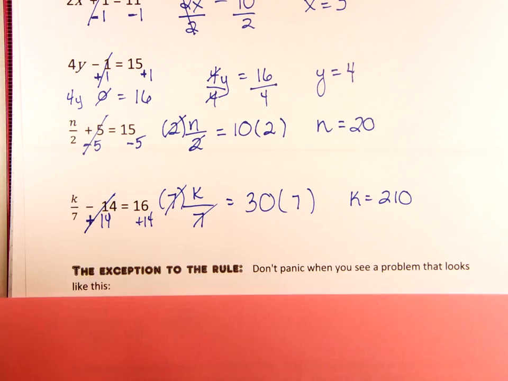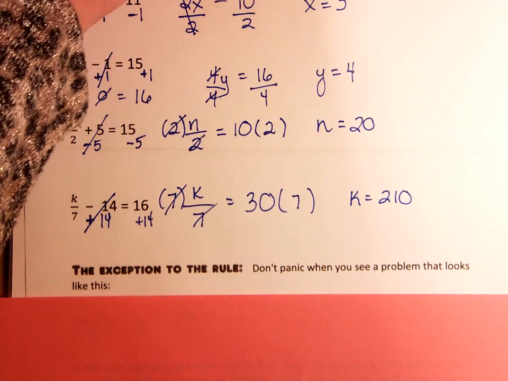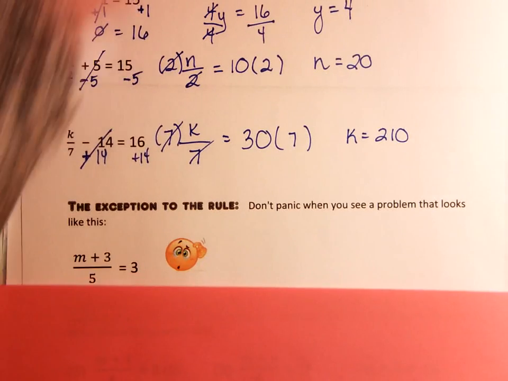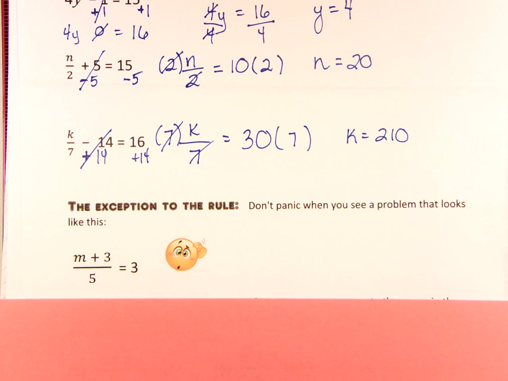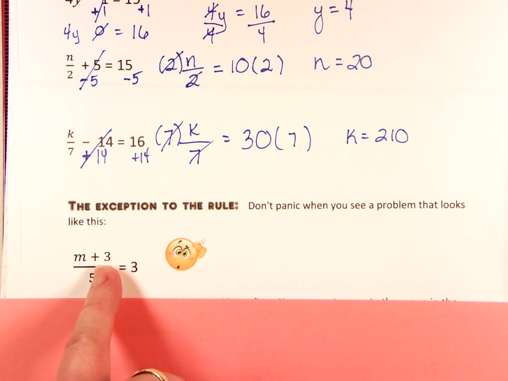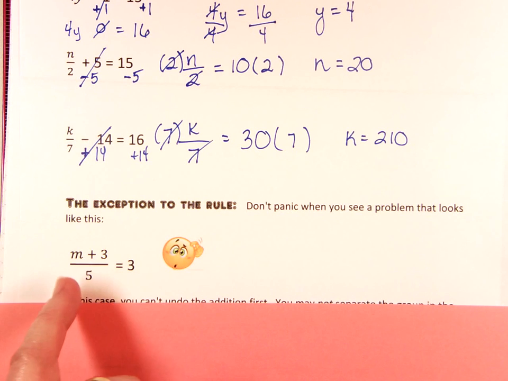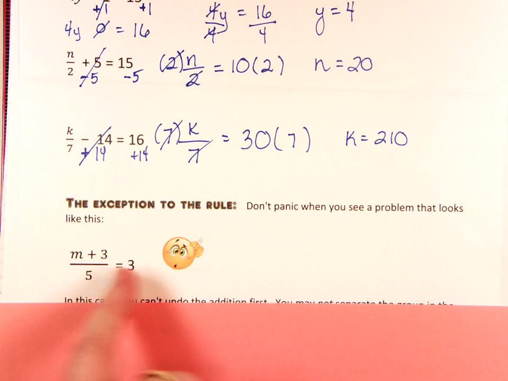Okay, unfortunately, there is an exception to the rule. All right, don't panic when you see a problem like this. This is the exception to the rule, and they're going to start to look really complicated. I just need to explain this to you. Remember up above when I told you to start with this loose number? Here you can't. You can't when there's a fraction bar that's dividing the whole side there.